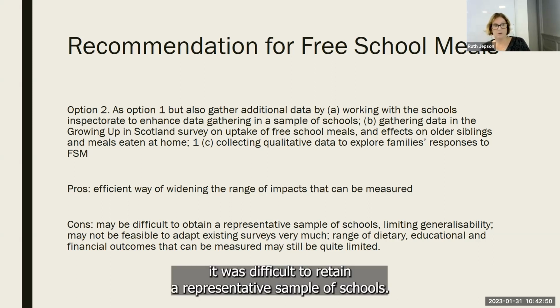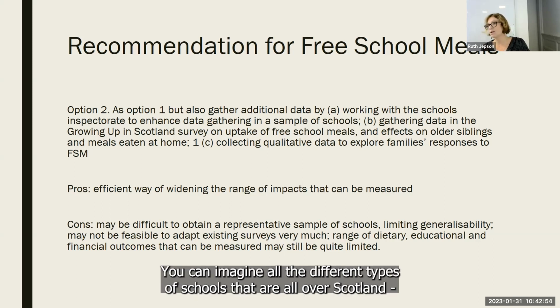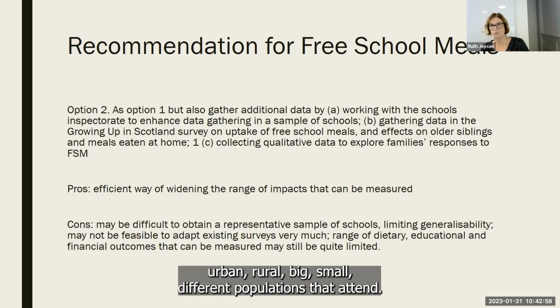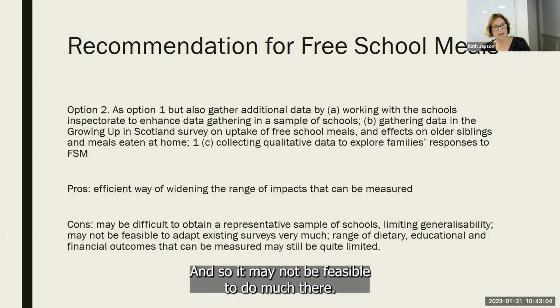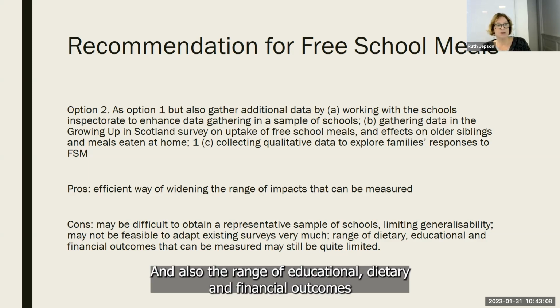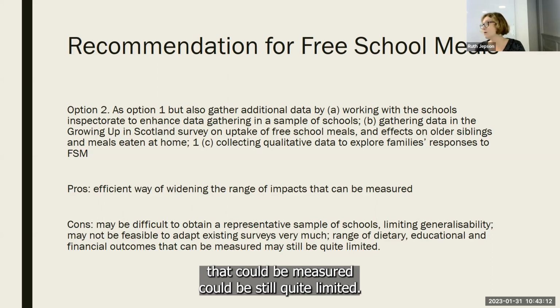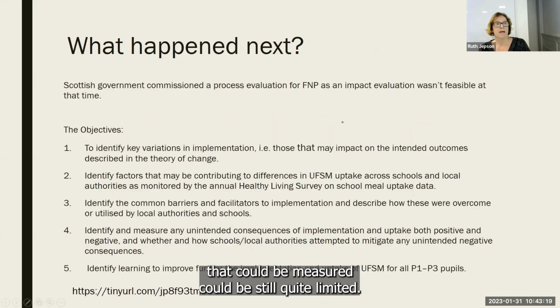But also we felt it was difficult to obtain a representative sample of schools. You can imagine all the different types of schools that are all over Scotland: urban, rural, big, small, different populations that attend. And so it may not be feasible to do much there. And also the range of educational, dietary and financial outcomes that could be measured could be still quite limited.